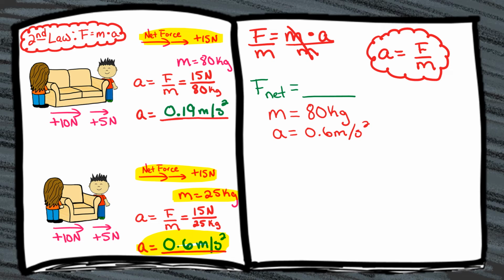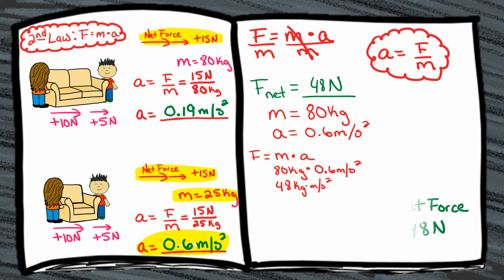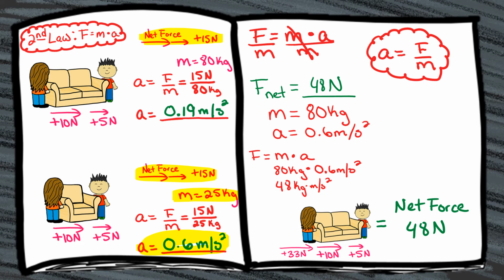You got it, Alex. Based on our question, we would use the mass of the larger couch and the desired acceleration to solve for the required net force, which results in 48 newtons of force. In other words, you would need to apply 33 more newtons of force on the more massive couch to cause it to accelerate the same amount as the smaller couch did with only 15 newtons of force applied.